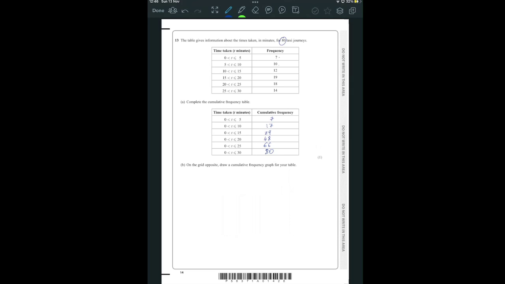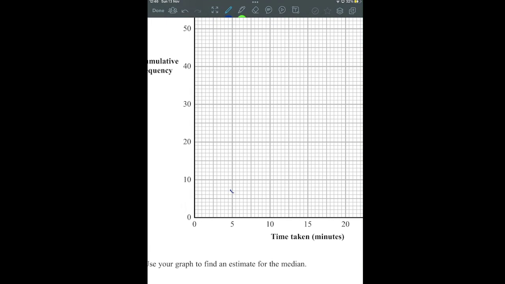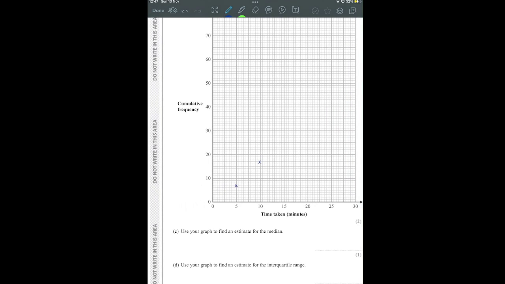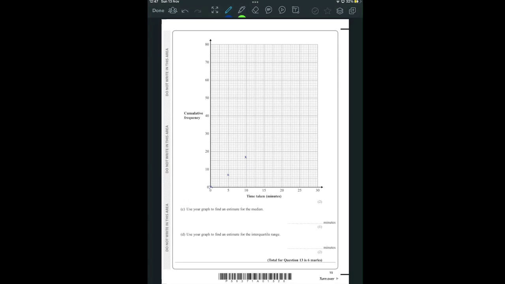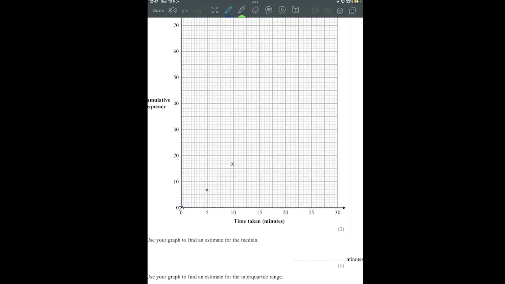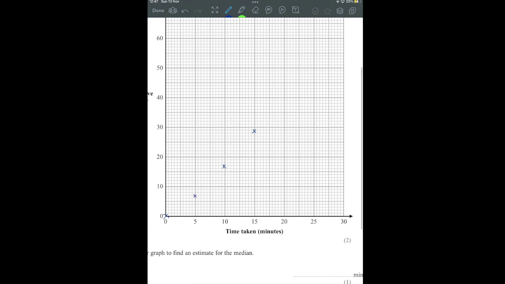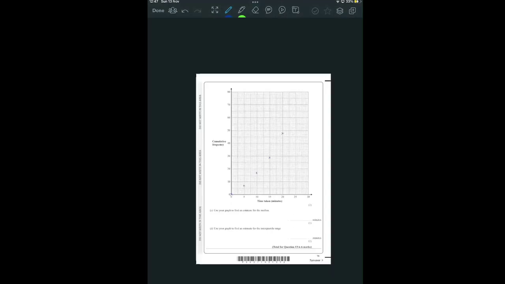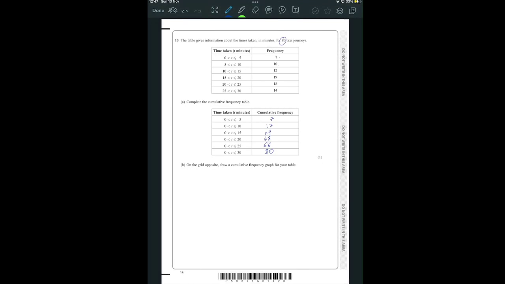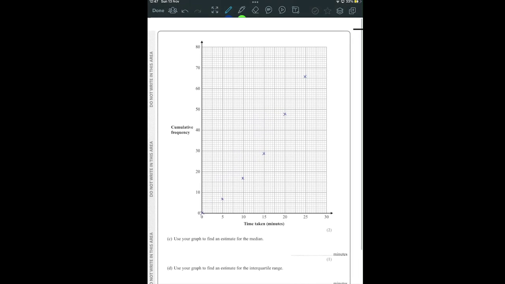We have 7, then 17. So at 5, we need to find 7. At 10, we're at 17. We can start at 0 because our first group started at 0. 29, 48. So at 15, we're up at 29. At 20, we're up at 48. 66 and 80. 66 and 80 is at the top of the grid.